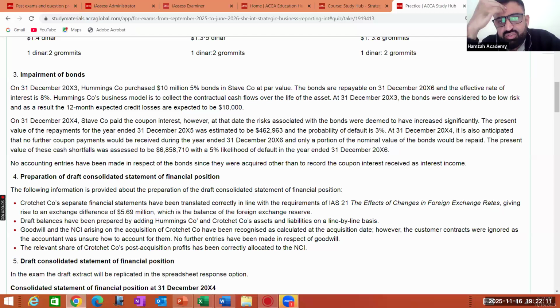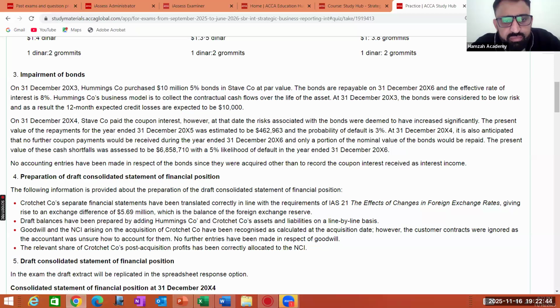Now, at December X4, S company paid the coupon interest. However, at that date, the risk associated with the bonds is deemed to have increased significantly. The present value of the repayment for X5 is 462,963 with 3% probability of default. And at December X4, it is also anticipated that no further coupon payment would be received during the years ended December X6, and only a portion of the nominal value of the bond would be repaid. The present value of these cash shortfalls is 6,558,710 with 5% likelihood of default.